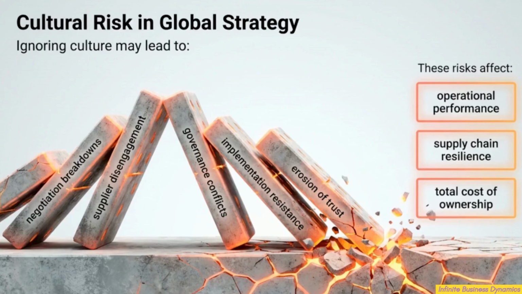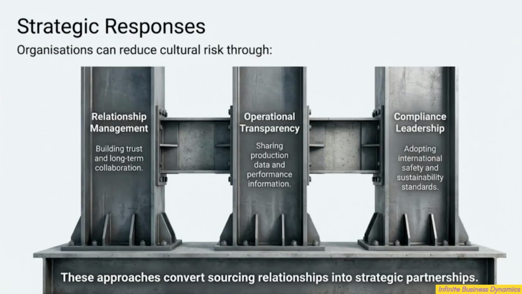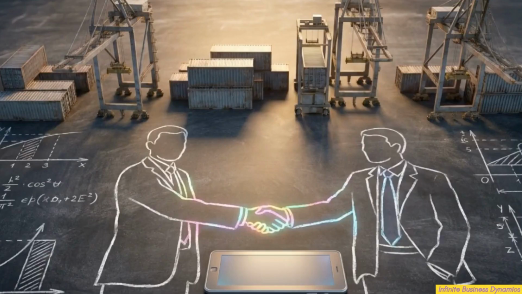This outlines the structural responses required to halt the collapse. The first massive steel pillar is relationship management, focused on long-term collaboration. It is supported by 2 adjacent pillars: enforcing operational transparency through shared production data and adopting international compliance leadership for safety standards. Deploying these structural approaches converts fragile transactional sourcing relationships into highly resilient strategic partnerships.